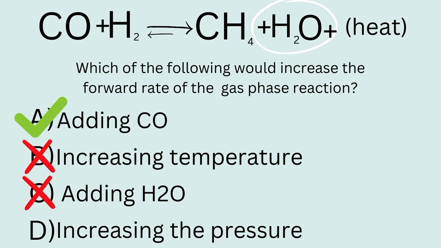Lastly, increasing the pressure. Increasing pressure equals increasing heat. As you increase the pressure, you're also going to increase the heat in a system. So this is exactly what happens in the answer B scenario. The increase in heat on an exothermic reaction will decrease the rate of the forward reaction.